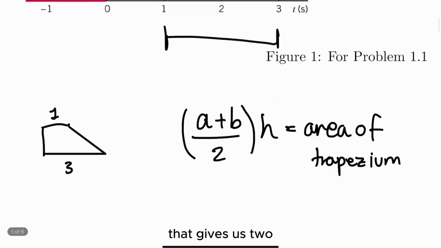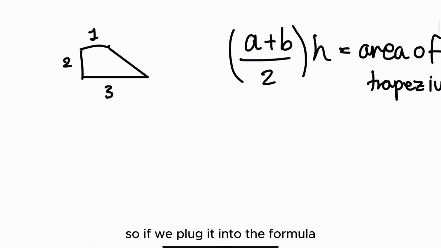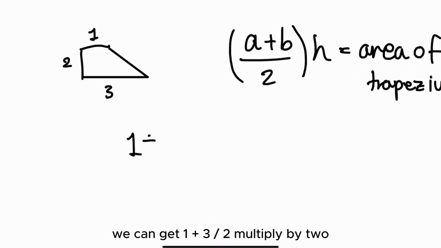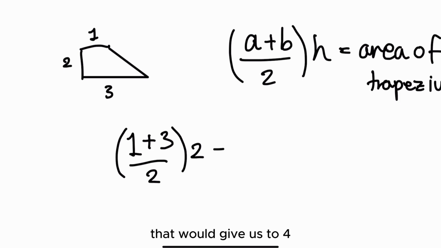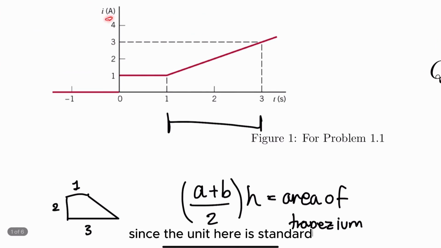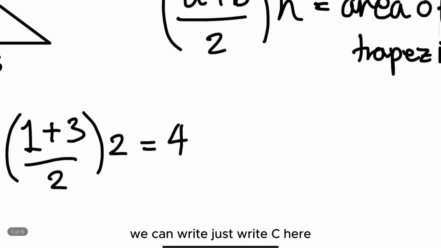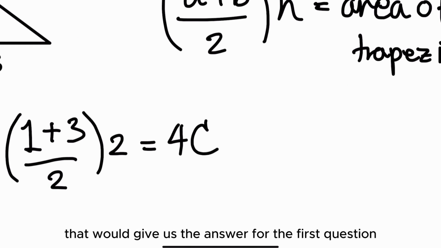That gives us 2. So if we plug it into the formula, we get (1 plus 3) divided by 2 multiplied by 2. That would give us 4. And then don't forget the units. Since the unit here is standard and there's no prefix in front, we can just write C here. That would give us the answer for the first question.